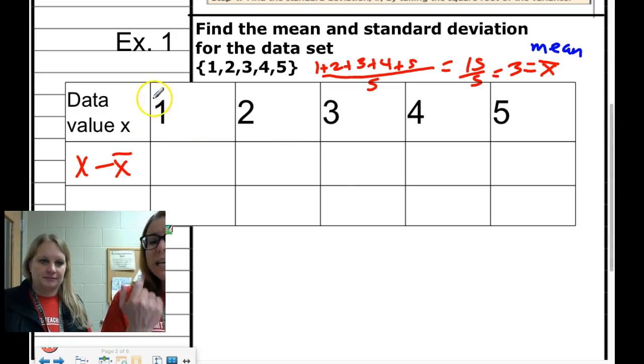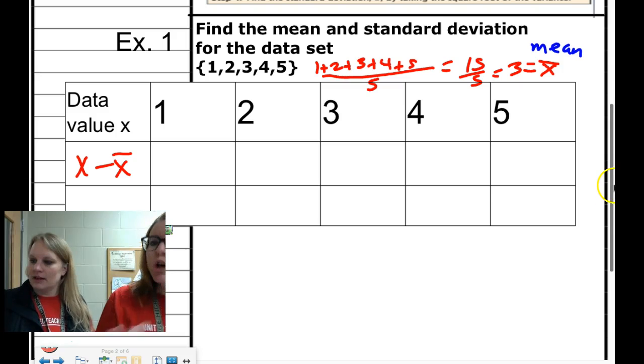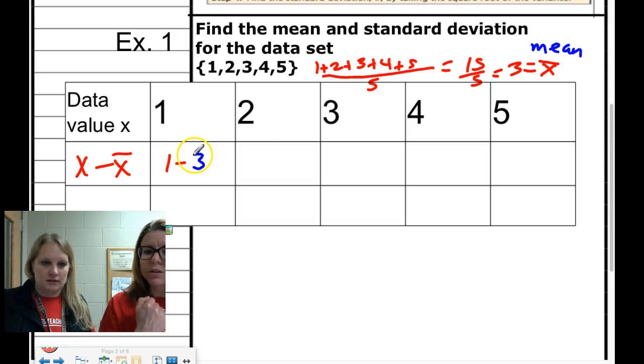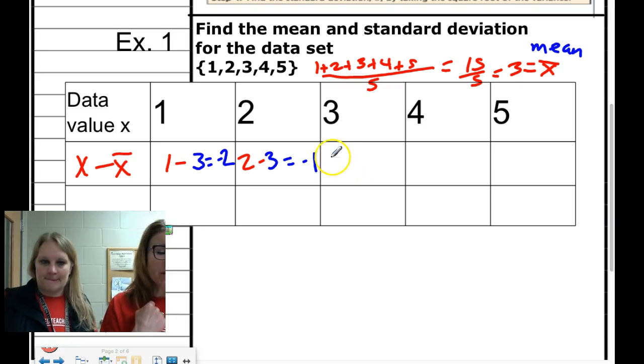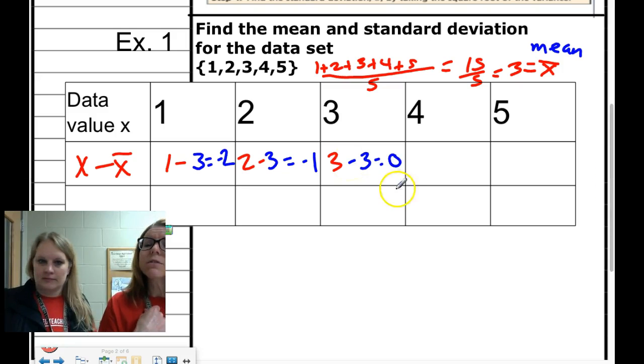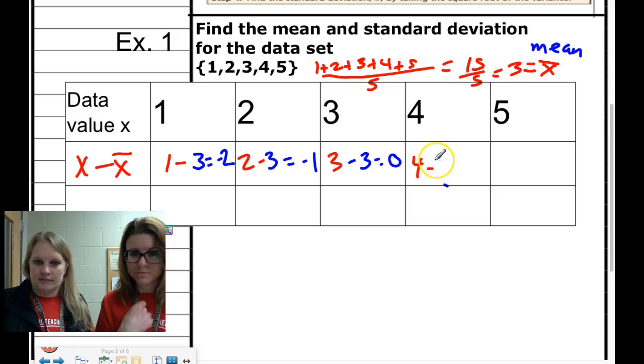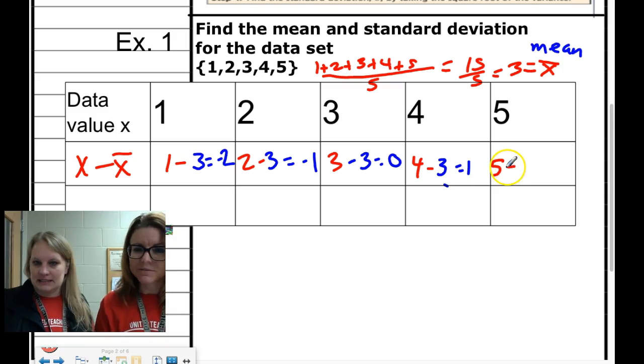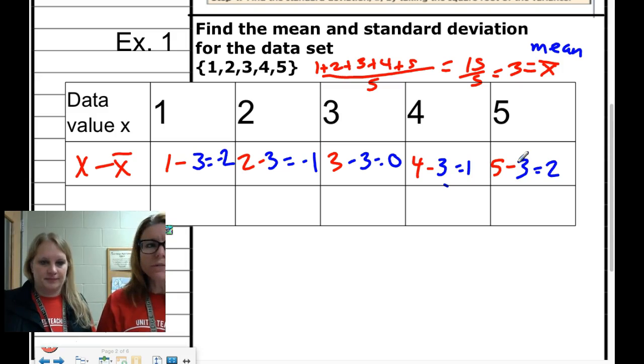Now we're taking each X and subtracting the mean. So 1 minus 3 is negative 2. 2 minus 3 is negative 1. 3 minus 3 is 0. 4 minus 3 is 1. And 5 minus 3 is 2. So on a problem, you will have to make this table.